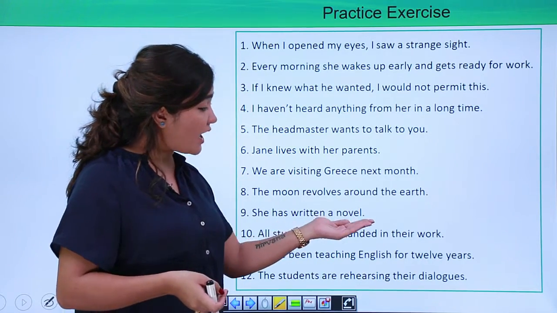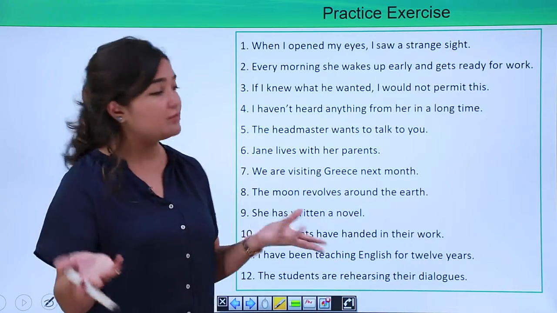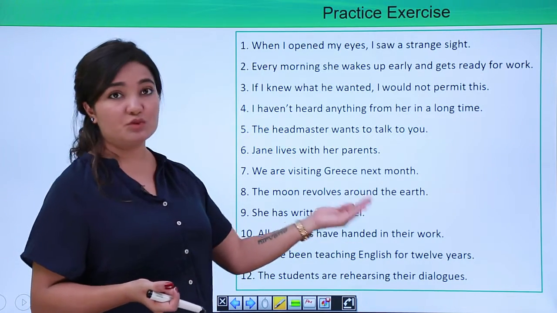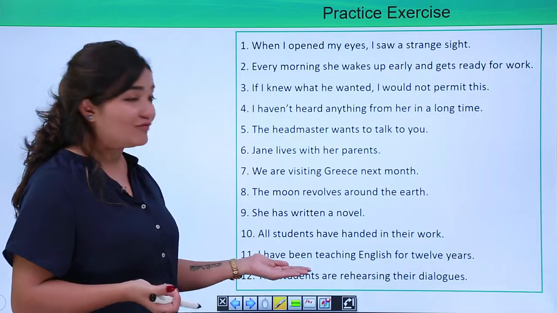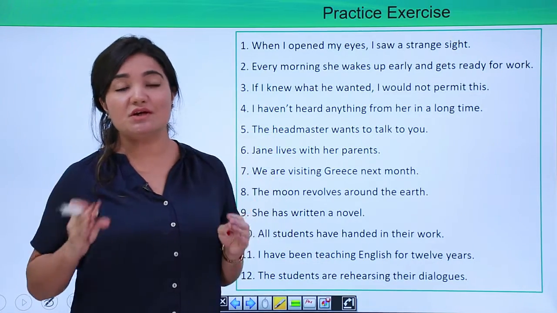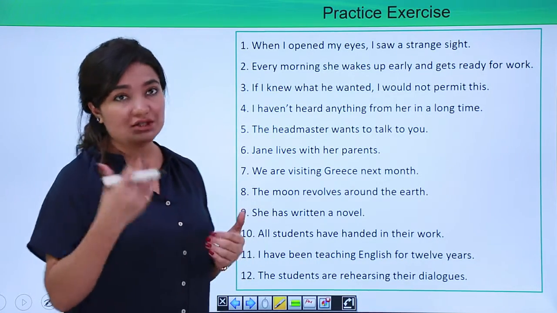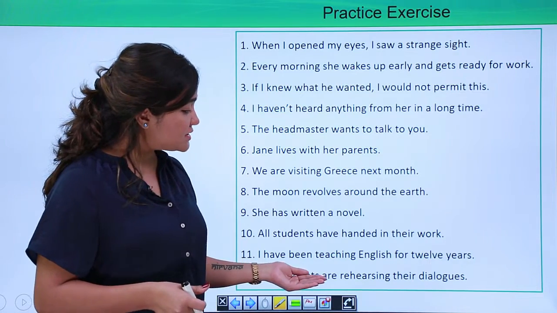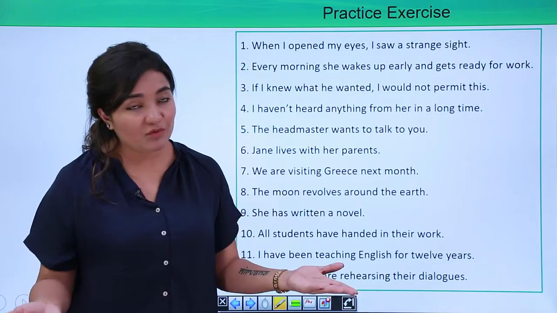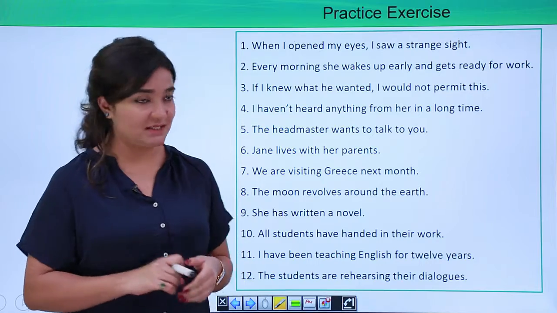All the students have handed in their homework. So handed is the form of the verb that is telling you about the time frame. I have been teaching English for 12 years now. So have been teaching, the entire verb phrase used here, is telling you what time frame they are actually referring to. The students are rehearsing their dialogue. So rehearsing is again that form of the verb that is telling you about the time as to when it is taking place.